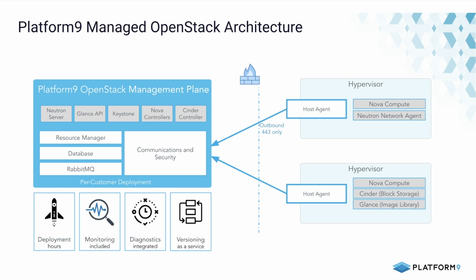On the right side, this represents hosts that are connected to the Platform9 environment. So whether you have 5 hosts or 500, you can manage them all in a single pane of glass. These hosts communicate securely with our SaaS management plane via outbound HTTPS on port 443.